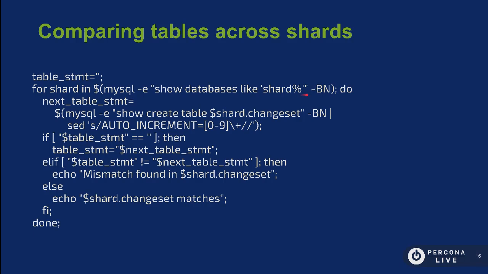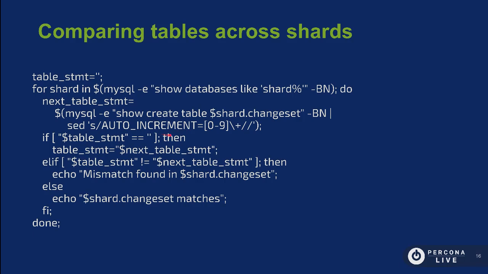Of those databases, each one of those, so that's shard 1, shard 2, shard 3, and so forth, I'm going to loop through each one of those. I'm going to look at the show create table for, in this case, the table change set. One thing that's going to be different between each of those is if there's an auto increment column, that auto increment value is going to be different all over the place. So you don't want that to say that things are different.